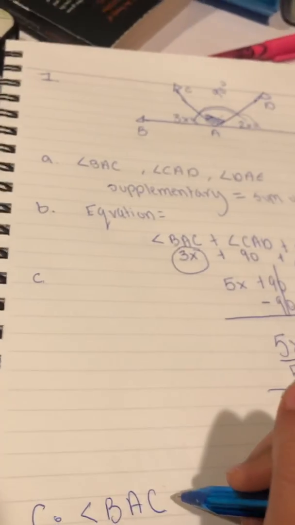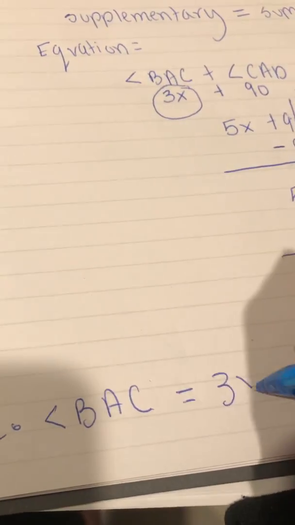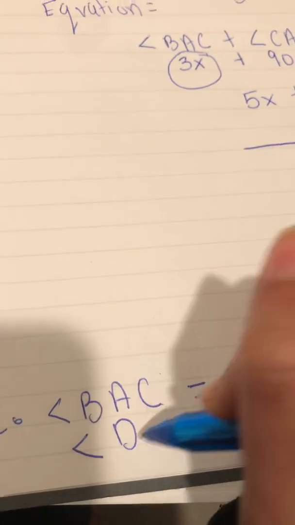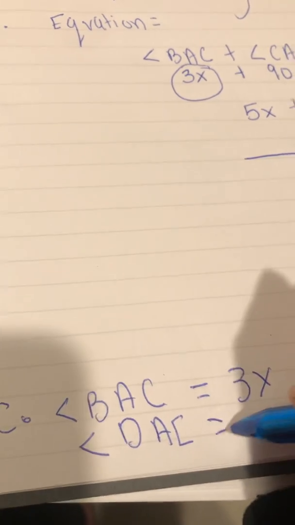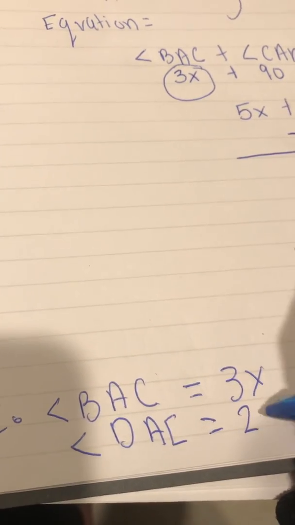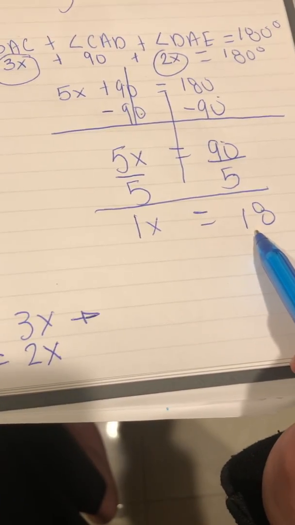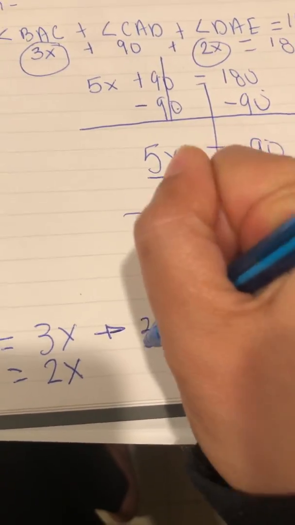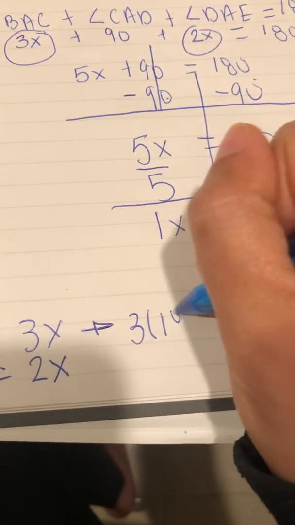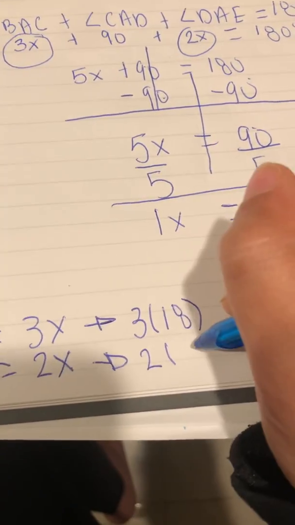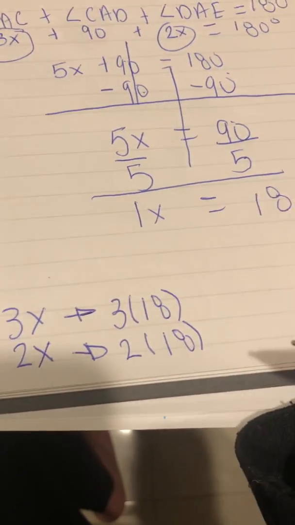Angle BAC equals 3x. And angle DAE equals 2x. Okay. So, what I have is x is 18, so we're going to do 3 times x, which is now 18, and 2 times x, which is also 18.